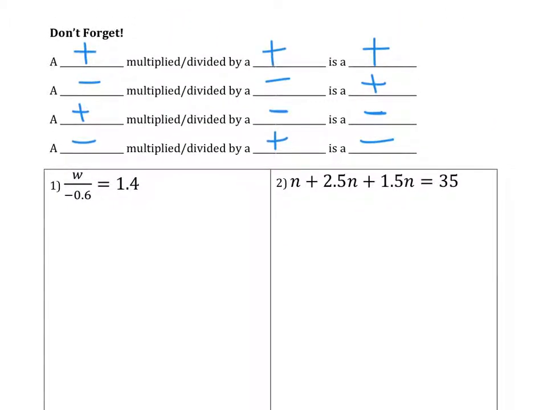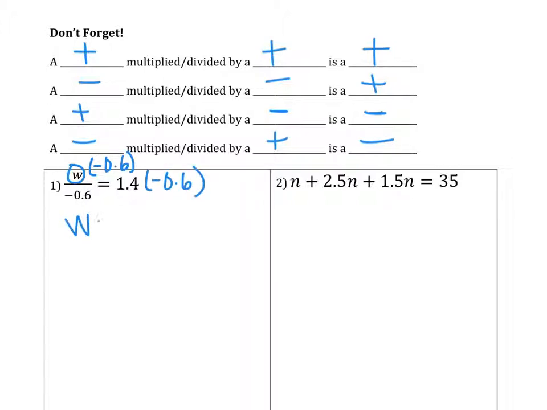So let's do some of these. If we have W divided by negative 0.6 equals 1.4, the first thing that we're going to want to do is identify our variable, which is our W. And it's being divided by a negative 0.6, so we want to do the opposite, which is multiply it by a negative 0.6. What we do to one side, we have to do to the other.